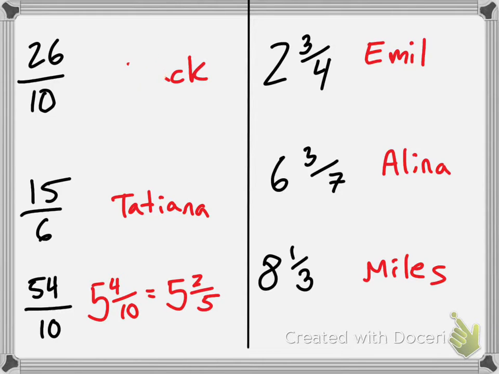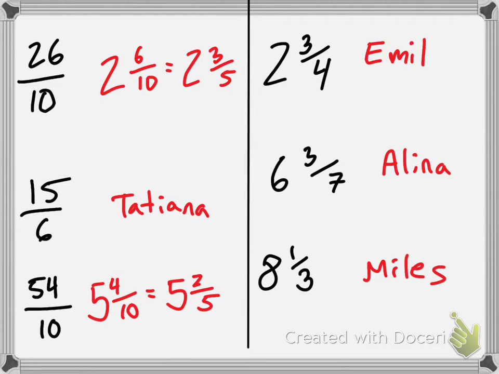Jack, what is 26/10 equal to? 2 and 6/10. Can I simplify that? Yes, you can. 2 and 3/5. Perfect. Again, they're both divisible by 2.